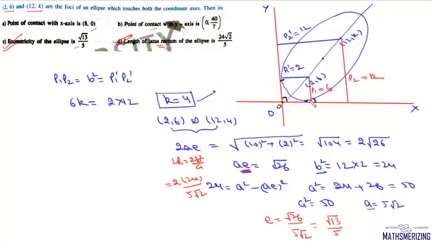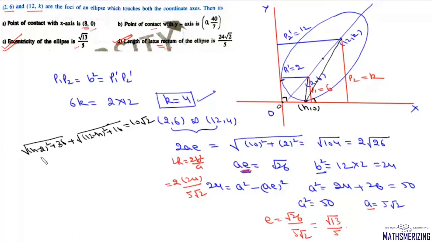Now we'll find the point of contact with the x-axis. Suppose this point is (h, 0). Now we'll use the focal property, in which the sum of these two distances must be equal to 2a. So this distance will be the square root of (h minus 2) square plus 36, plus the square root of (12 minus h) square plus 16. It should be equal to 2a, and 2a will be simply 10 root 2.